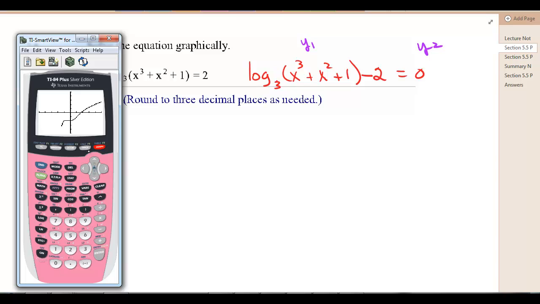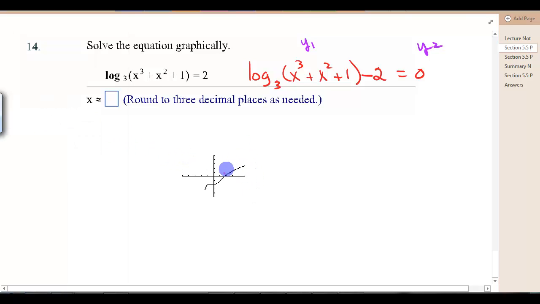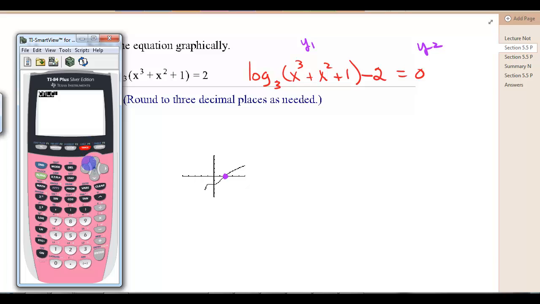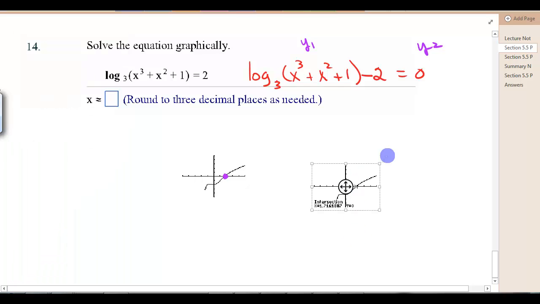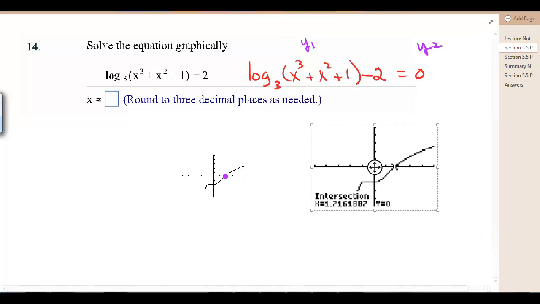Let's see. Now let's find the intersection. So if I put this down here, this is what we're going to do. We're looking for that point right there. So second calc 5, enter, enter, enter. And that is our answer. Let me put that one over here, that a little bit bigger. And you can see your answer should be 1.716, and it's 3 decimal places. So 1.716.